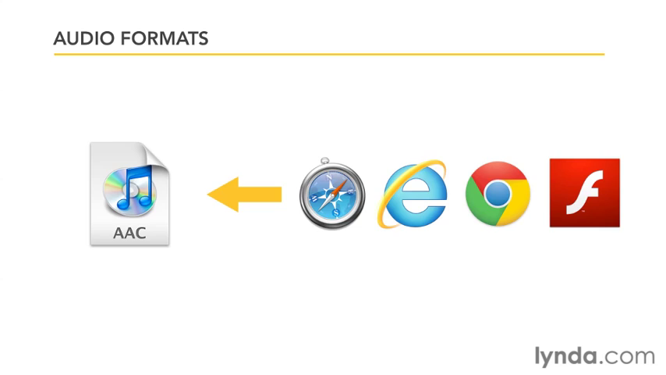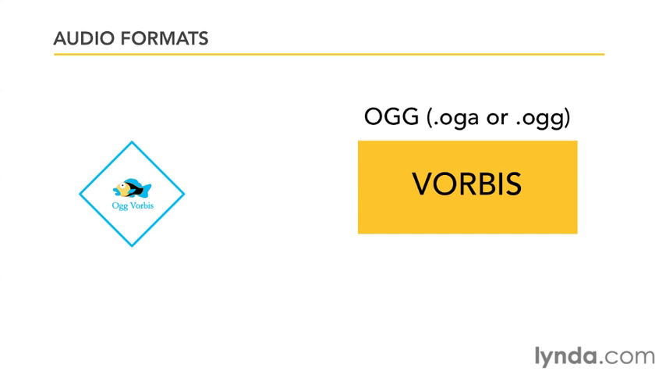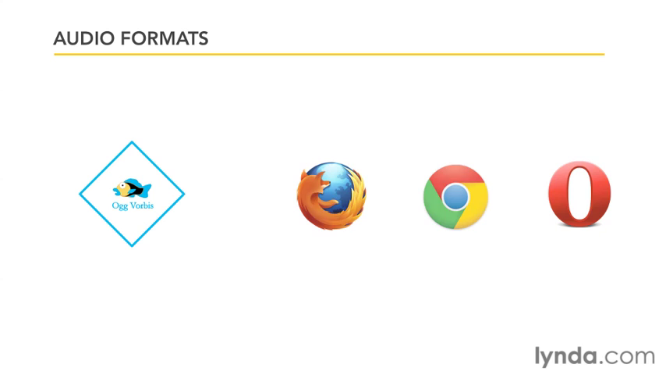the licensing around them. The OGG Vorbis format is the same format as the OGG Theora video format without the video data. These files will typically have an OGA or OGG extension to distinguish them from the OGV video files, though they're both the OGG container format. OGG Vorbis is supported by Firefox, Chrome, and Opera.